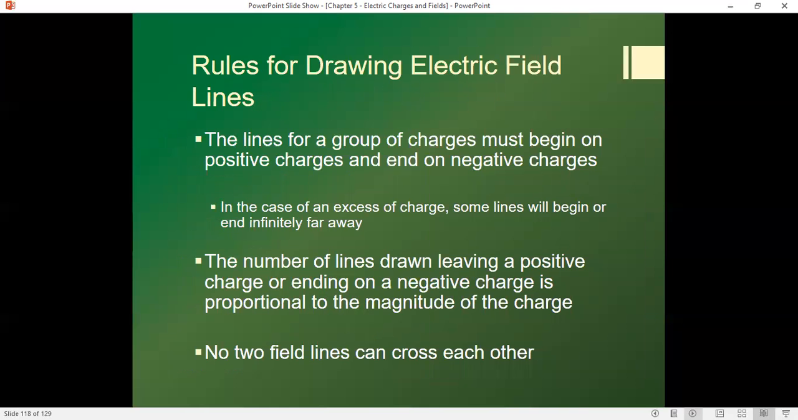So again, just a very qualitative discussion here. The positive charges, the lines will point away from them. The negative charges, the lines will point toward them. In the case of an electric charge, some lines will begin and end infinitely far away.